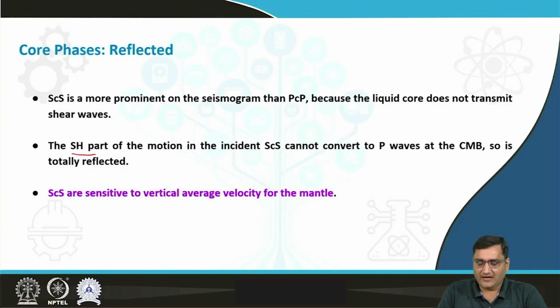So ScS is sensitive to the vertical average velocity of the mantle. That means if you use ScS, then you can sample the vertical average velocity as it goes from the focus to the core-mantle boundary and then comes back up. That means a major part of the ScS travel is within the mantle. So it can give us a clue about the vertical average velocity in the mantle, and it is very useful to study the velocity structure of the mantle.